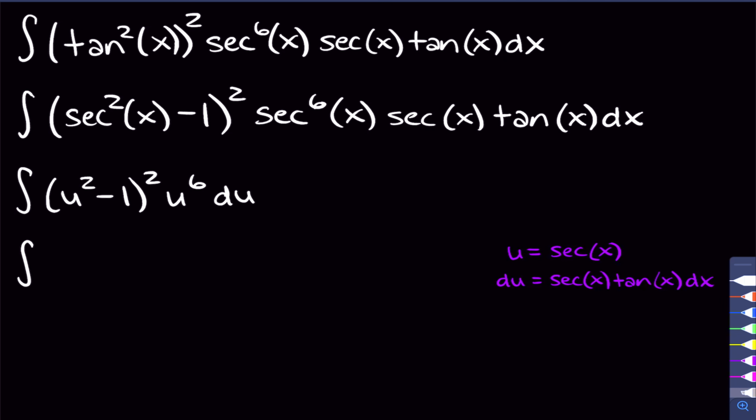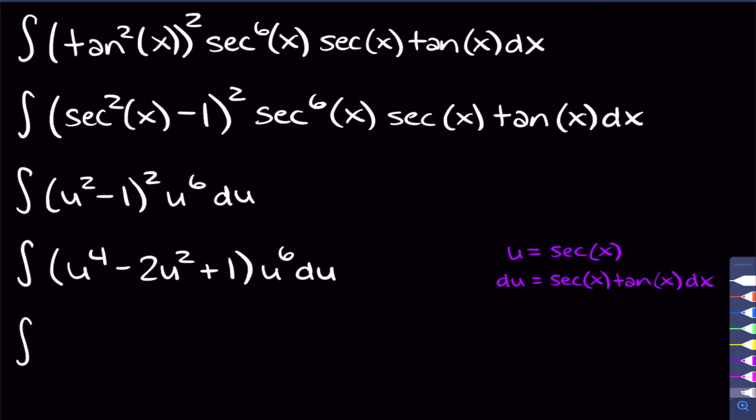U squared minus 1 squared, you can multiply that out. Take as much time as you need. That's going to be a u to the fourth minus 2u squared plus 1. And then we have a u to the sixth du. So now, just multiply that u to the sixth through. We'll get u to the 10th minus 2u to the 8th plus u to the 6th du. Okay, so now we're ready to integrate.